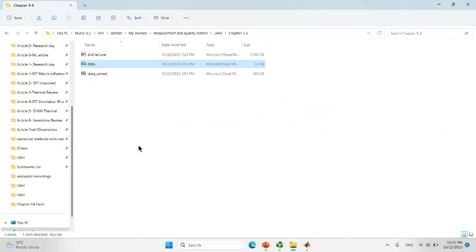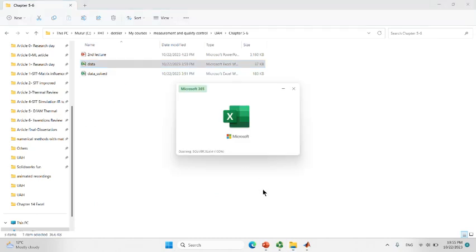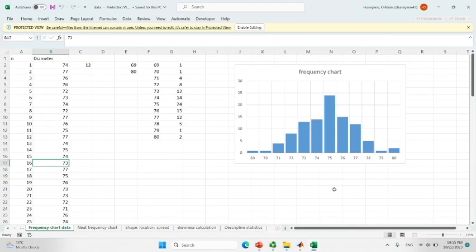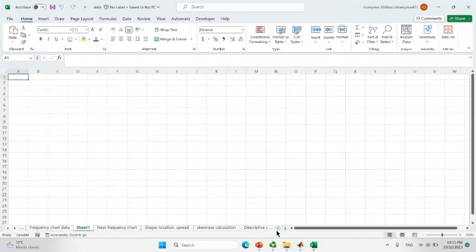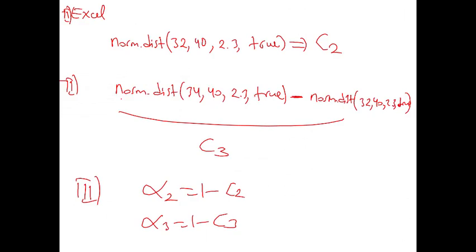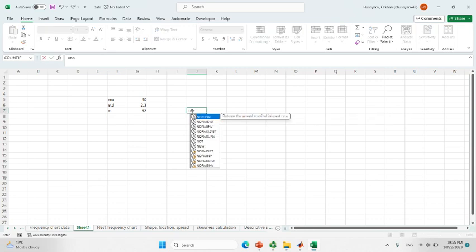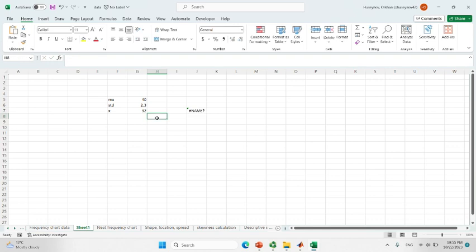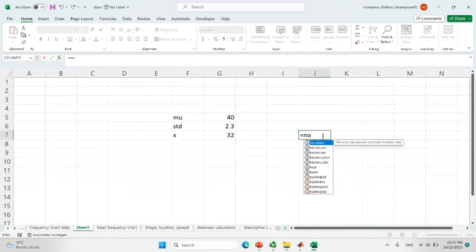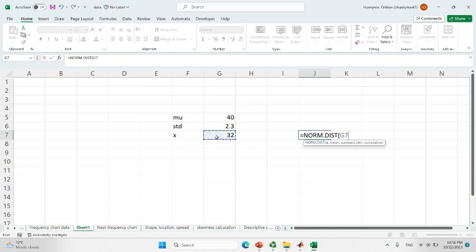So let me just go to Excel. Okay, and then we have the mu value of 40, and the standard deviation of 2.3, and then we are looking for parts that are less than 32. So I will call this one x, and this one is 32. Then it will be the normal distribution, the x value which is 32, the mean value 40, the standard deviation 2.3, and then true.